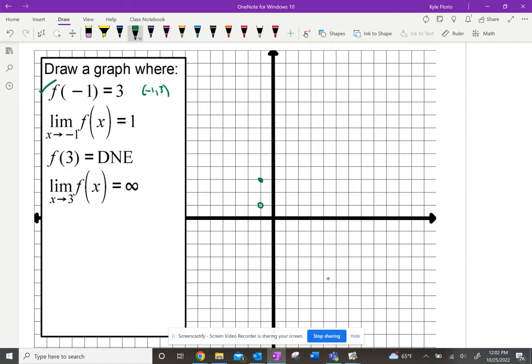If I come from the left, my function can be doing a lot of different things, but I've got to come to that point. And as I'm approaching -1 from the right, I also have to make sure I come to that point. So now the limit as x approaches -1 is 1.